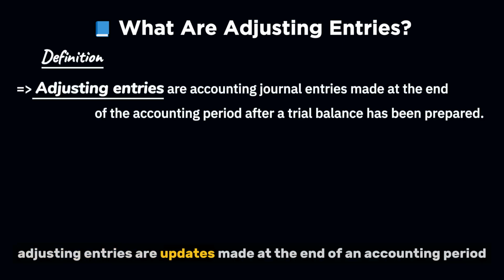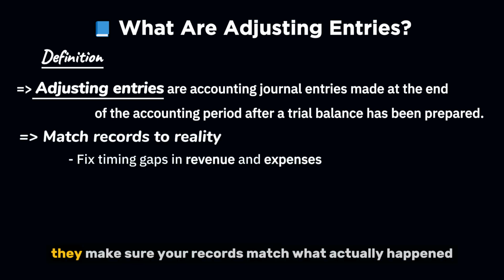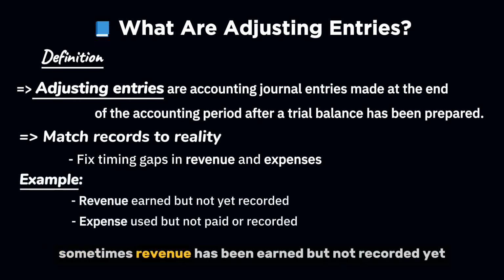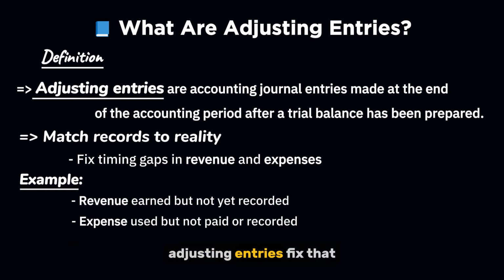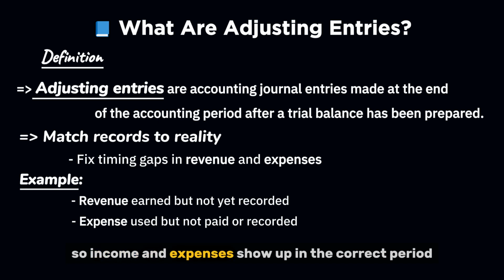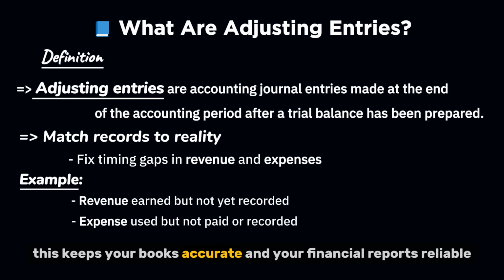Adjusting entries are updates made at the end of an accounting period, usually just before creating the final financial statements. They make sure your records match what actually happened. Sometimes revenue has been earned but not recorded yet, or an expense has been used but not paid or recorded. Adjusting entries fix that, so income and expenses show up in the correct period, not before or after. This keeps your books accurate and your financial reports reliable.